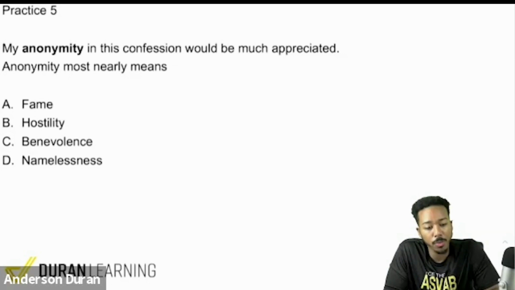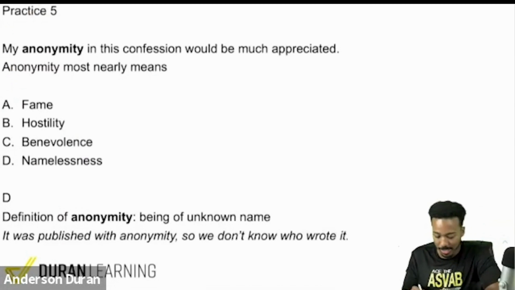So when you think of the word anonymity, what is a very closely related word that you might be thinking of automatically in your head? Anonymous. That's right. My anonymousness in this confession would be much appreciated. When something or someone is anonymous, there's typically not a way to identify them. If there's not a way to identify them, we can say that person or thing is nameless. And that's why D is the answer.